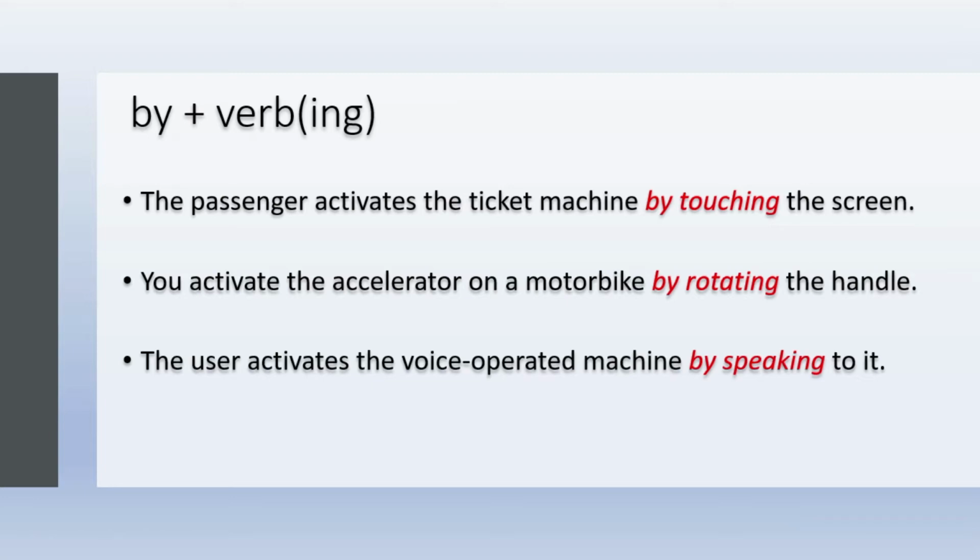All the sentences explain methods of doing something. In each sentence, we have by followed by verb with ing to explain the method. So we use by followed by verb with ing to explain methods of doing something. Now let's do our first task.